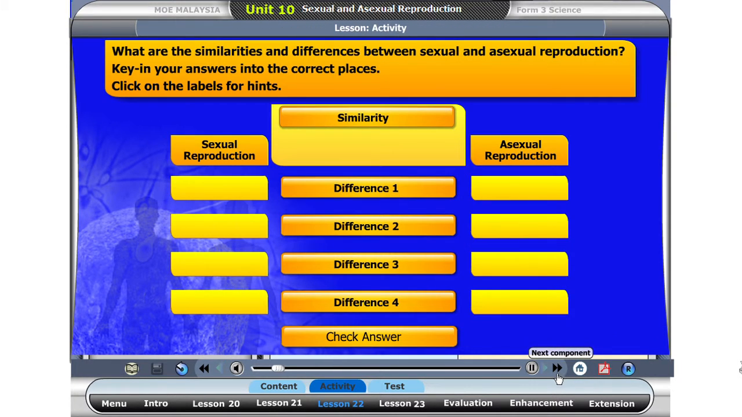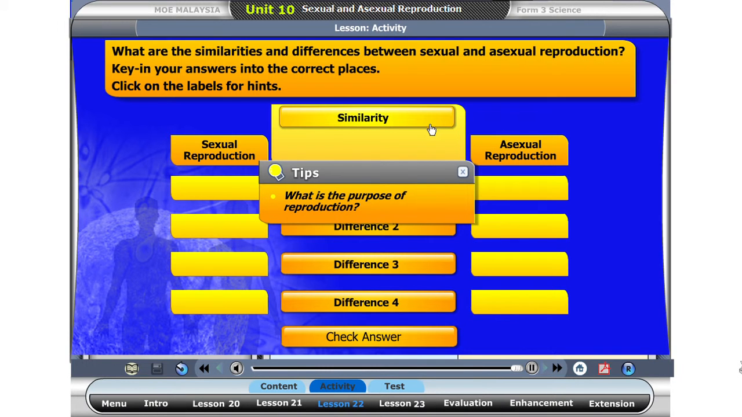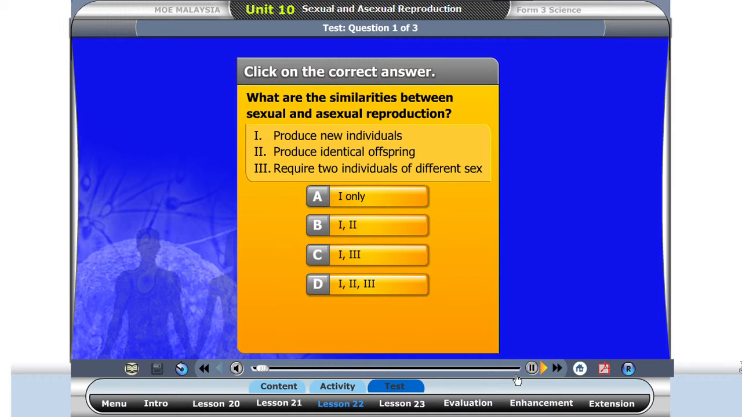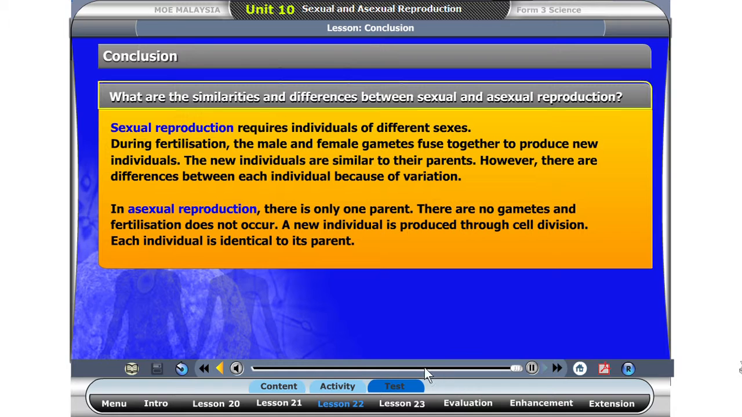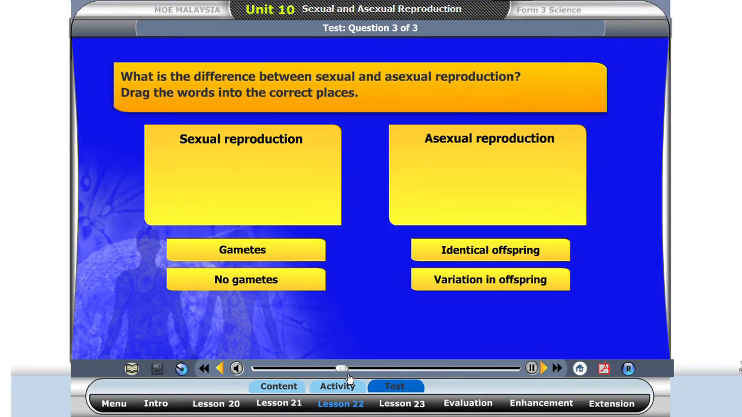What are the similarities and differences between sexual and asexual reproduction? Key in your answers into the correct places. Click on the labels for hints. What is the purpose of reproduction? What are the similarities between sexual and asexual reproduction? Identical to its parent, are similar to their parents, and asexual.